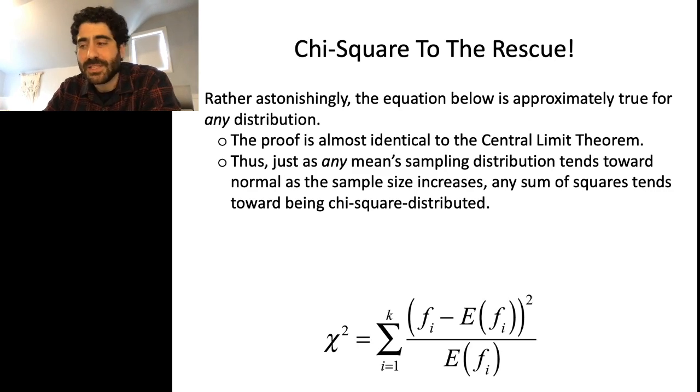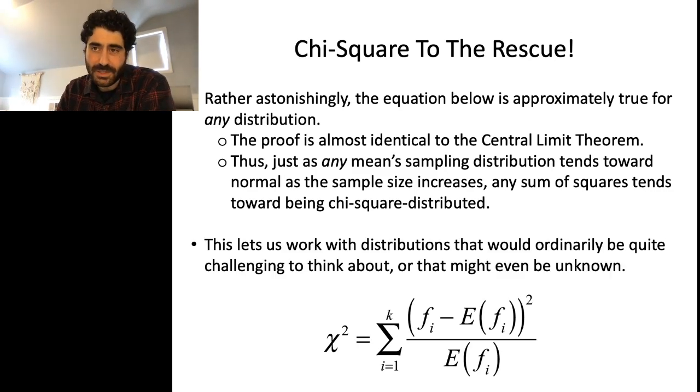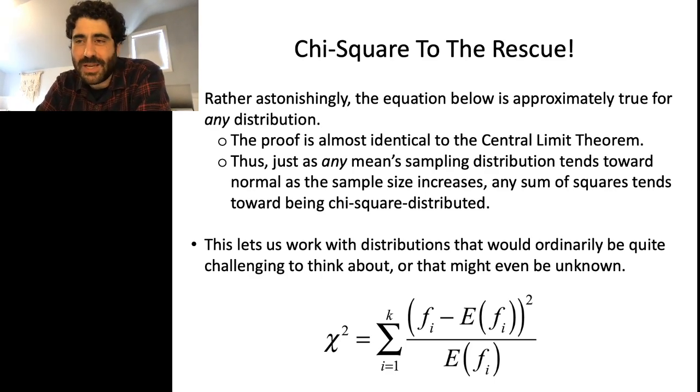That means that we don't have to make strong assumptions about what these distributions look like. Our null hypothesis might be something complicated about what these frequencies are. That doesn't really matter. We can still compute this kind of statistic.